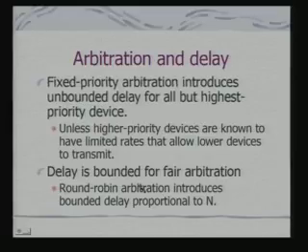Now, delay is bounded for fair arbitration. A very common fair arbitration policy is round robin. A round robin arbitration introduces bounded delay proportional to n. Why should it be proportional to n? If there are n packets contending for the bandwidth, because it is given in turn, each packet or each source is provided with a slot in turn. So, obviously, the delay would be proportional to n, that is the number of packets contending for the slot.